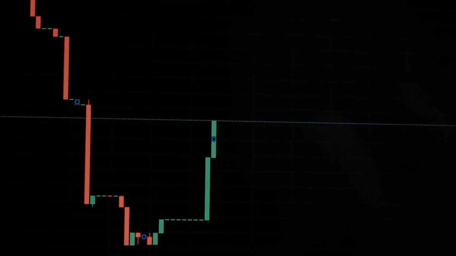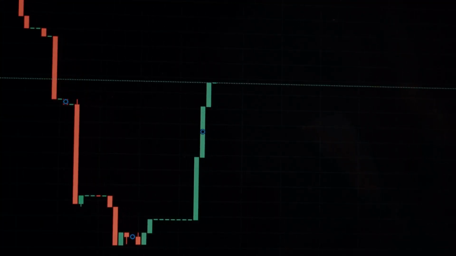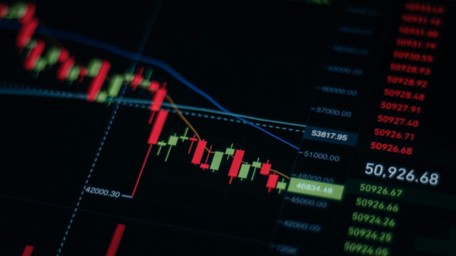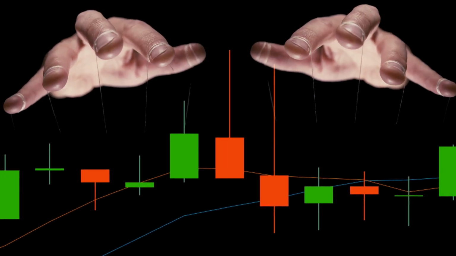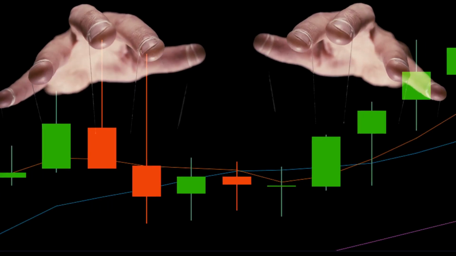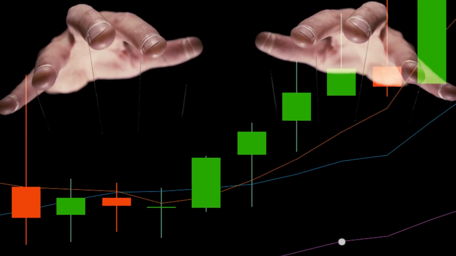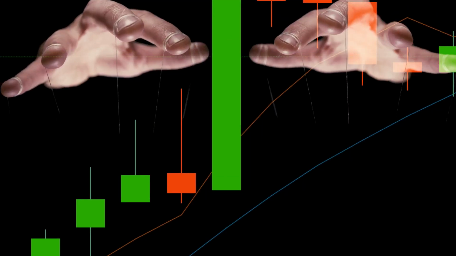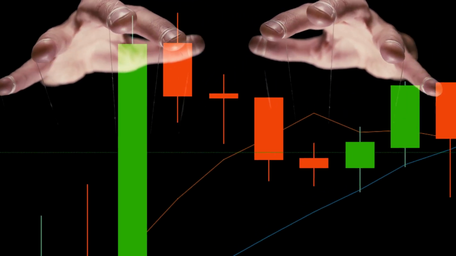If the body is filled or colored, it usually means the price closed lower than it opened. If it's hollow or a different color, the price closed higher. A long body means strong buying or selling pressure during that period, indicating clear momentum. On the other hand, a short body signals indecision or little movement, suggesting that buyers and sellers were more evenly matched.